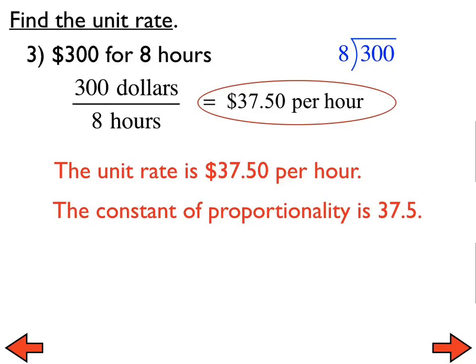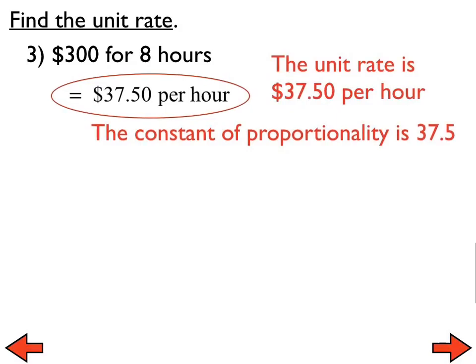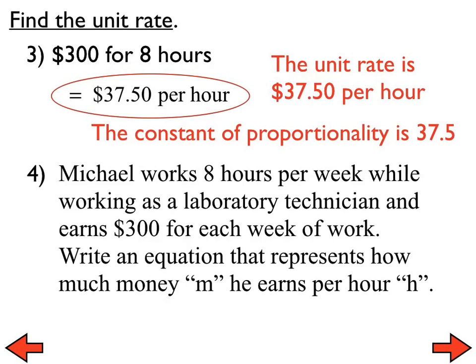Let's put this exact problem into a word problem now. Michael is working 8 hours per week while working as a lab tech and earns $300 for each week of work. Write an equation that represents how much money M he earns per hour H. So instead of using X and Y, I have to use M and H. Now I have to think which one is replacing which one. So we already know it's going to be Y equals KX. We already figured out what K is, so let's plug that in, 37.5.